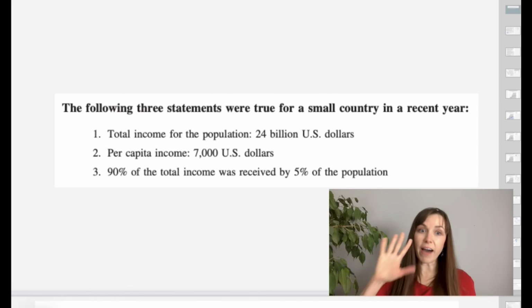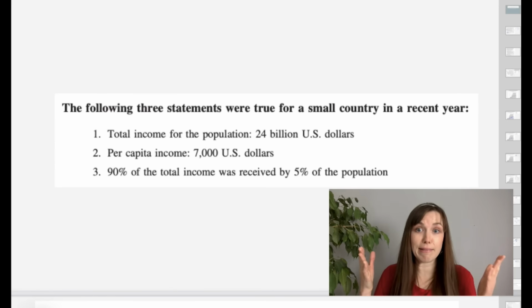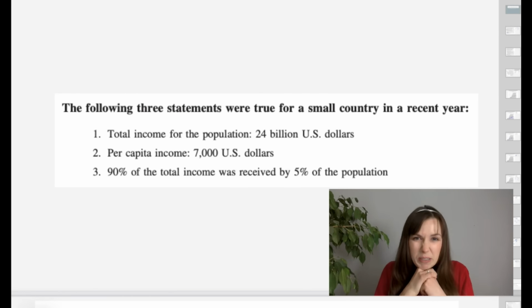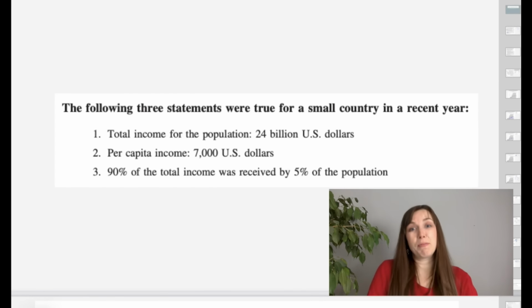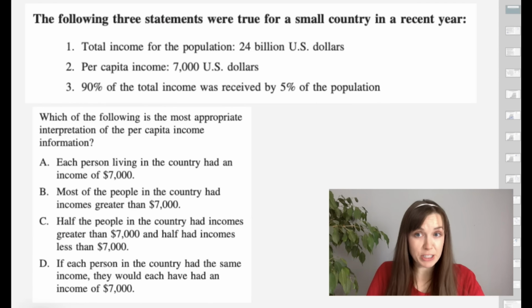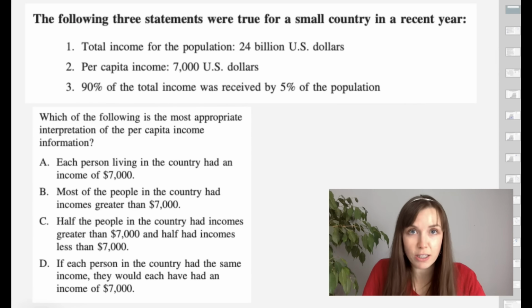This means that 5% of the people are probably making a lot of money or receiving a lot of money. And the other 95% is probably pretty poor. Not so much money going to them. Which of the following information is the most appropriate interpretation of the per capita income information? A, each person living in the country had an income of $7,000.